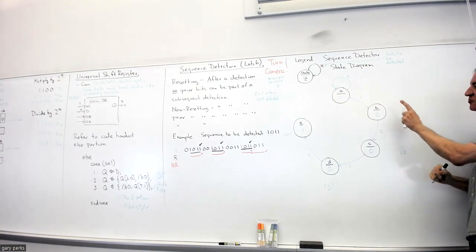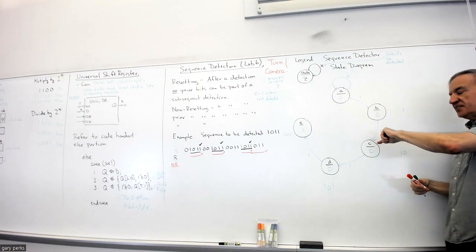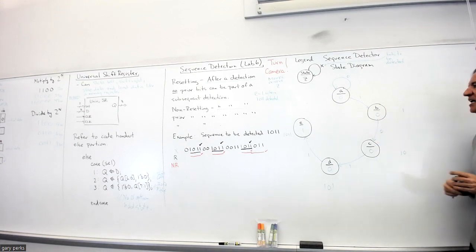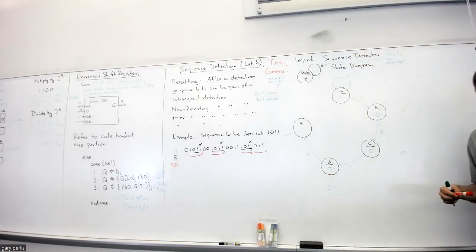Okay, so now I move to state B, and it took a 1 to get there. Now to move on in the sequence, I need a 0. But what if I get a 1 in state B? What do you think I would do? Would you go back to A? How many people say we go back to A? How many people say something different? How many people say stay in B? How many people don't know?